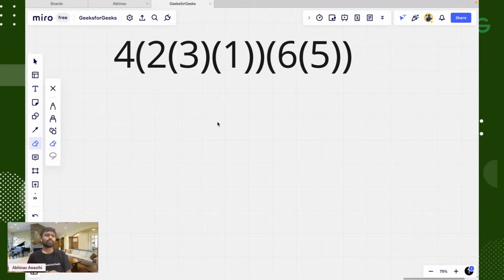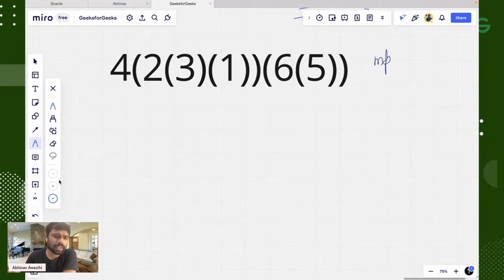So what we will do, guys, is that for this particular thing, we will take the help of a map and a stack. Let's say we take a map, MP. Let me index this particular string 0, 1, 2, 3, 4, 5, 6, 7, 8, 9, 10, 11, 12, 13, 14, 15.